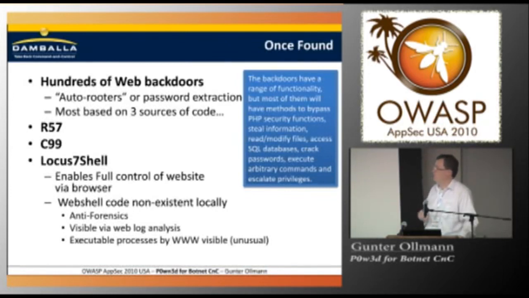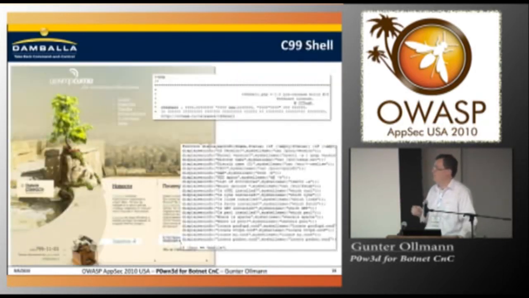So the most popular ones, so there are literally hundreds of these, but the three most popular ones that you'll come into contact with, and there are iterations of these, is the R56, C99, and the Lotus 7 shell. They enable full interactive control of the websites. Many of them have their own databases and all the tools needed for managing and extracting data from databases that are on the web servers.